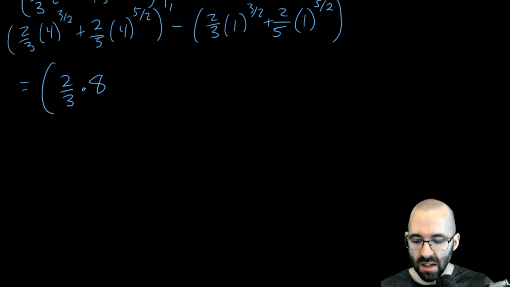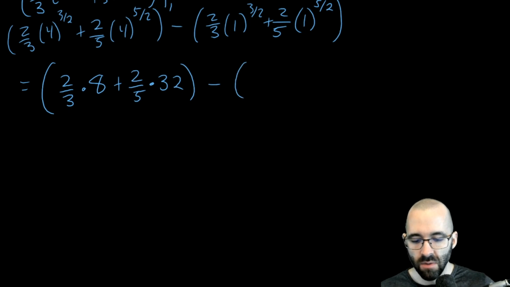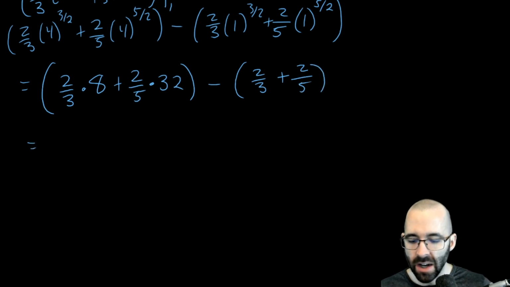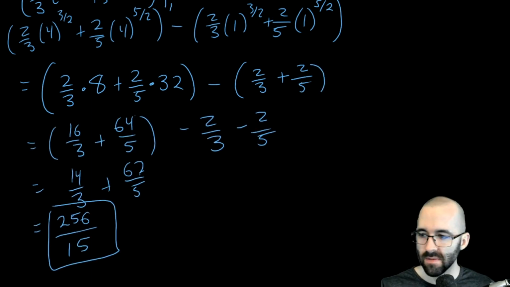Square root of 4 is 2. 2 cubed is 8. Plus 2/5 square root of 4 is 2. 2 to the 5th is 32. And then 1 to any exponent, 1 to any real number is 1 still. So the second one will just be 2/3 plus 2/5.